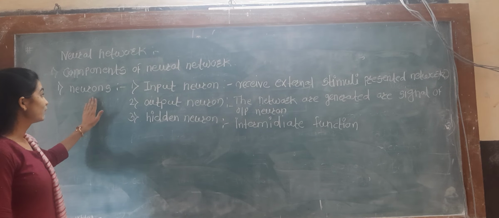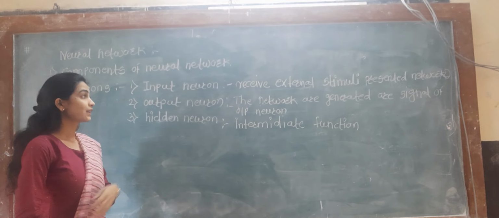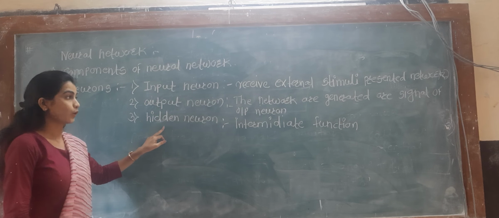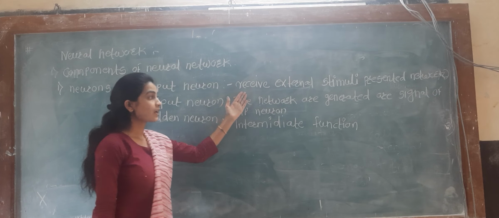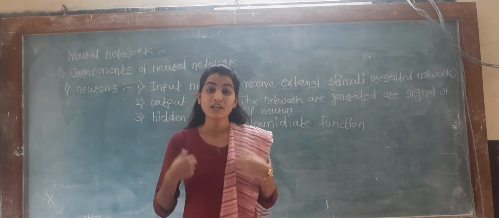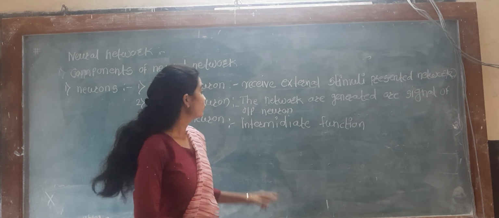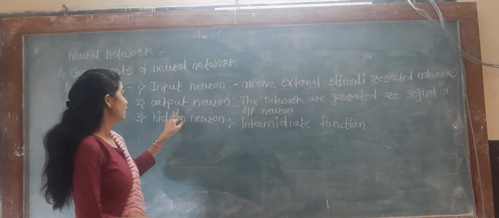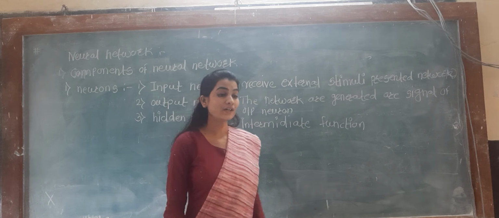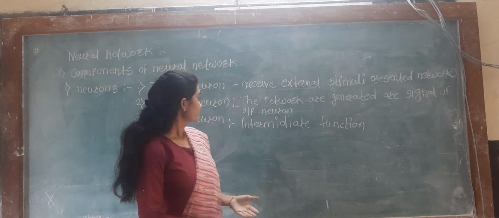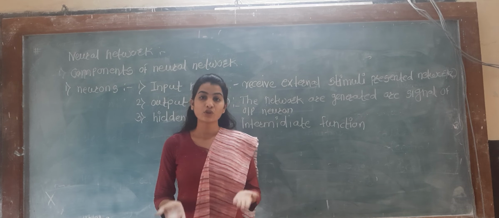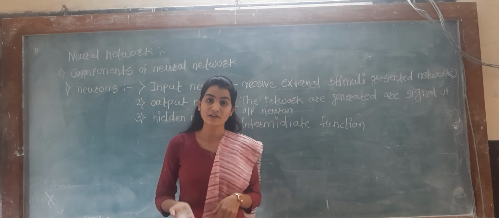Then the next point will be the components of the neural network. The first component is neurons. There are three types of neuron: input neuron, output neuron and hidden neuron. The input neuron receives the external stimuli presented to the network. That means the input neuron receives the input. The next component is the output neuron. The output neuron generates the output signal of the network. That means the input neuron receives input and output neurons generate the output.